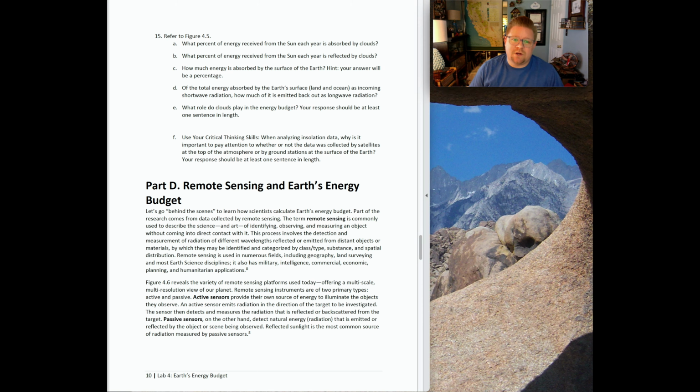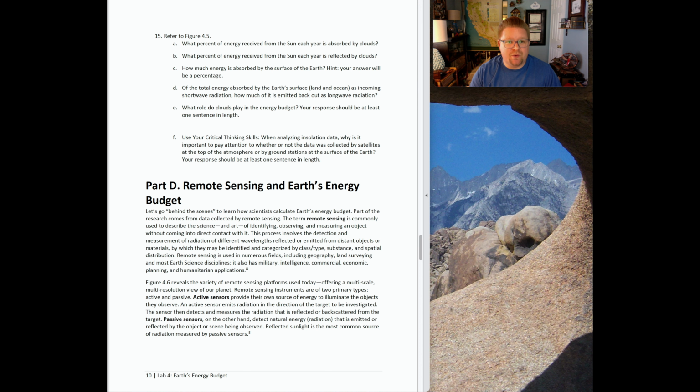Now, part D is called Remote Sensing and Earth's Energy Budget. So let's go behind the scenes to learn how scientists calculate Earth's energy budget. Part of the research comes from data collected by remote sensing. The term remote sensing is commonly used to describe the science and art of identifying, observing, and measuring an object without coming into direct contact with it at all. So we'll be able to learn a little bit about active sensors, passive sensors, and things like that.